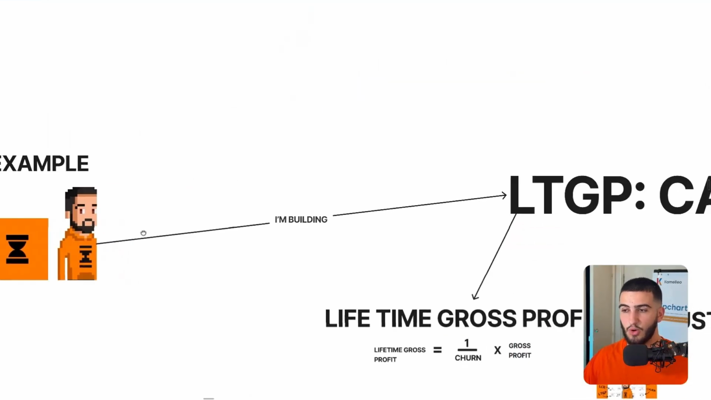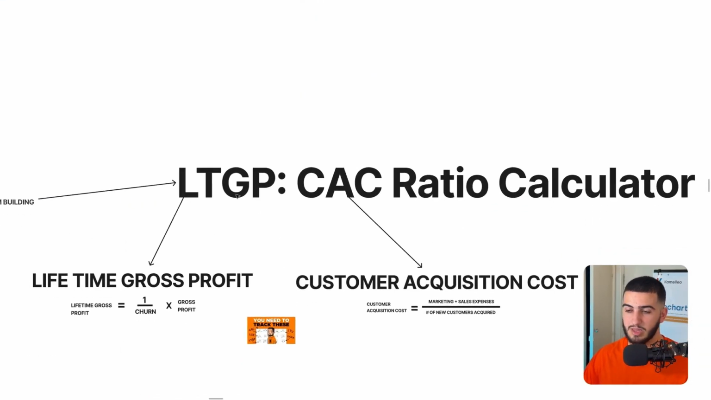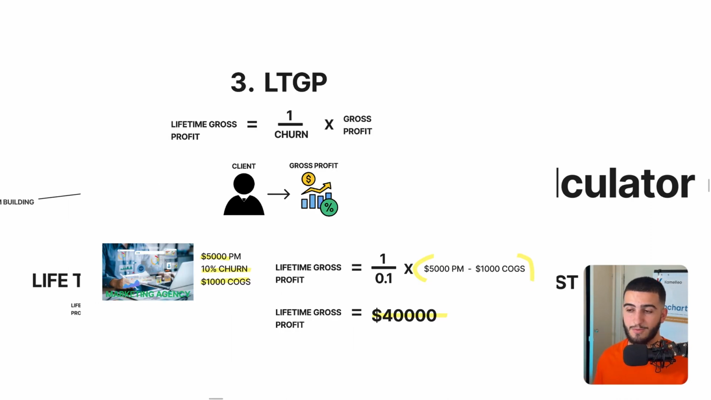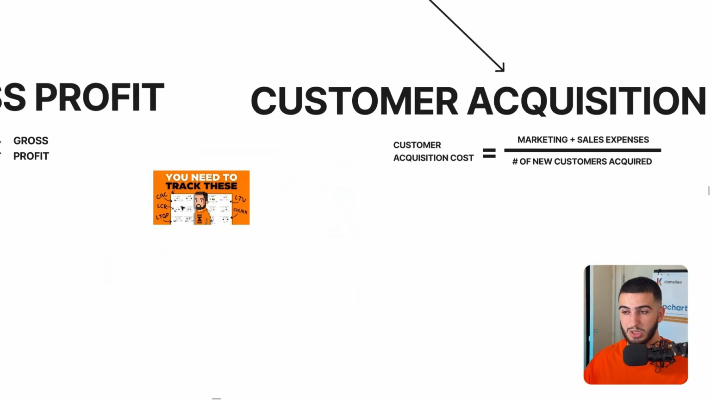Now, in this example, I'm going to be building an LTGP to CAC ratio calculator. This is basically just a ratio of the lifetime gross profit and the customer acquisition cost. If you watch any of Alex and Ozzy's content, you've definitely seen this before. And by the way, I've got a whole video going over 15 different numbers you need to track in your agency, so check that out if you want to.